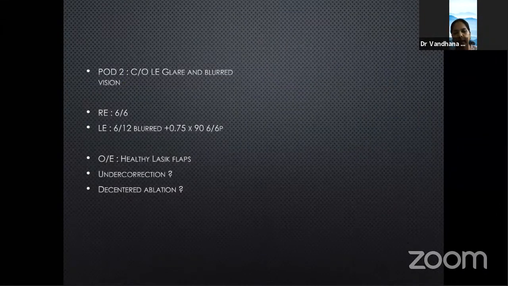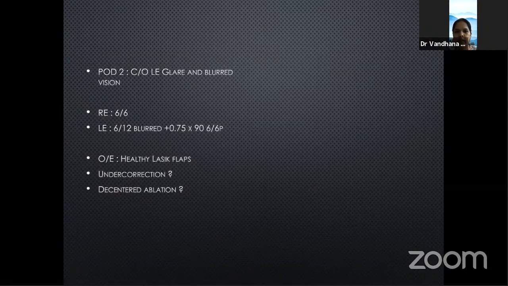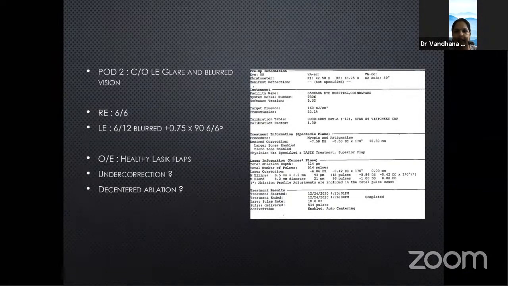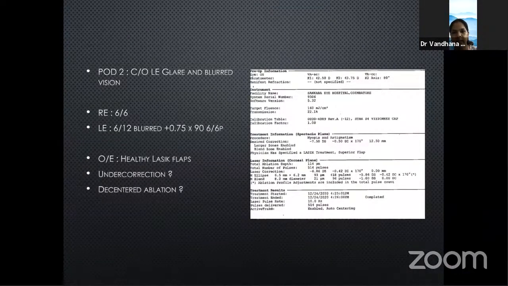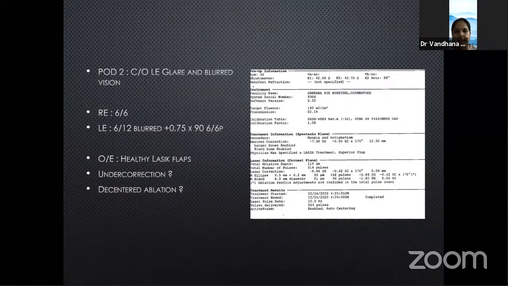However, on POD2, the patient presented with complaint of glare and blurred vision. Vision in the right eye was perfect, it was 6/6, whereas the left eye was 6/12, improving to 6/6 partial. On examination, the LASIK flaps were healthy, thereby ruling out any flap-related complications. So the two things that we thought of: could it be undercorrection or could it be decentered ablation? Next. So going back and checking the surgical parameters, the refractive error entered was right, and active tracking was on. It was enabled, and auto-centering.